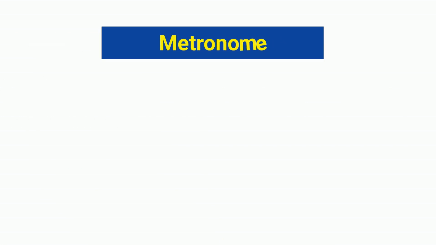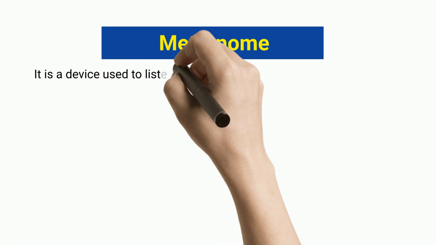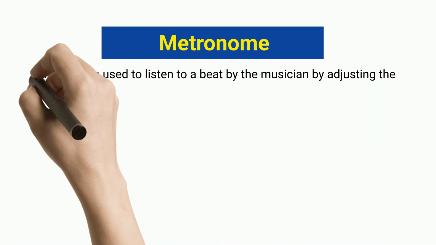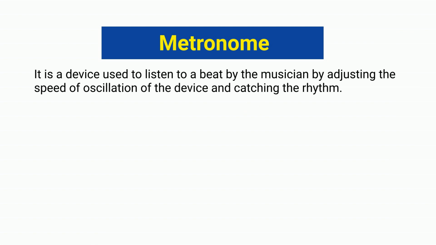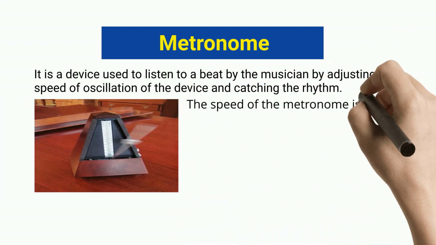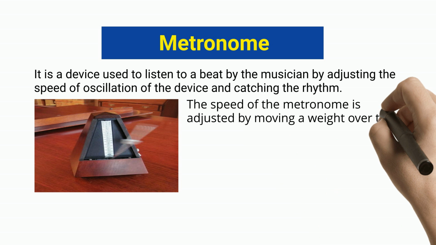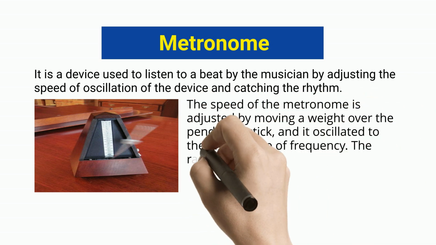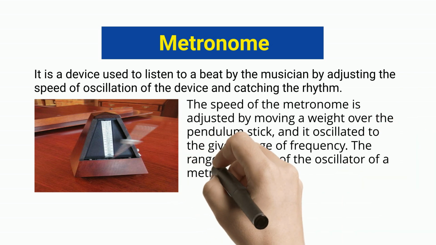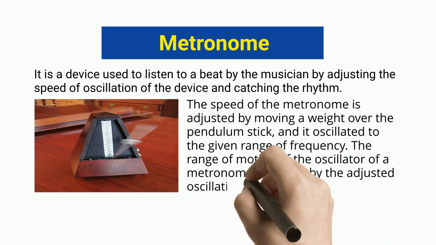Metronome. It is a device used by musicians to listen to a beat by adjusting the speed of oscillation of the device and catching the rhythm. The speed of the metronome is adjusted by moving a weight over the pendulum stick, and it oscillates to the given range of frequency.